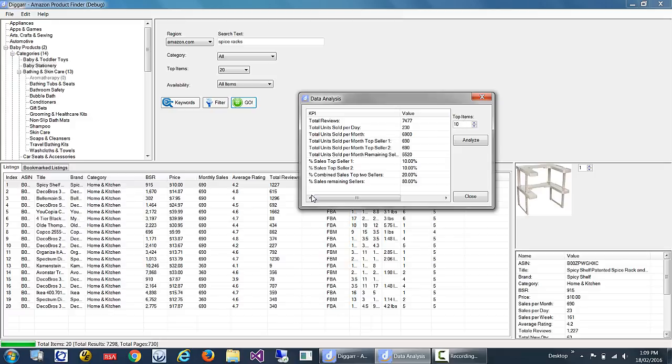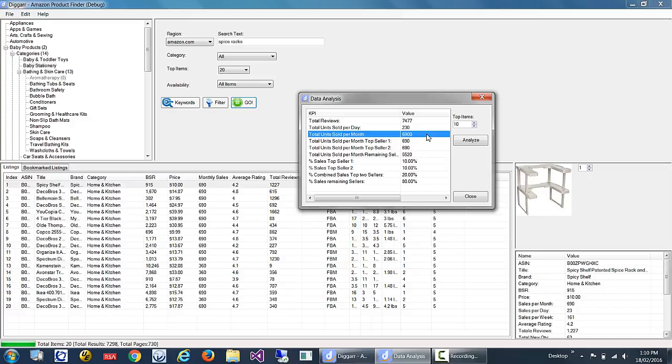And what does that mean? It means that if you count up the sales for the 10 items. So here I'm analyzing the top 10. I could have analyzed more than that because I have 20 items, but we'll leave it at 10. And when we do the analysis, we see here total units sold per month is 6,900 units. So this tells me that there is a lot of demand for this product on Amazon. A lot of people are selling this.